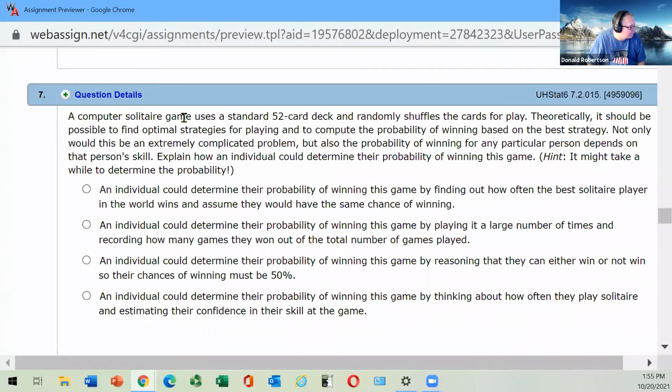A computer solitaire game uses a 52 card deck, randomly shuffled. Theoretically, it should be possible to find the optimum strategy for playing and to compute the probability of winning based on this strategy. Not only would it be an extremely complicated problem, but also the probability of winning for any particular person depends on that person's skill. Explain how an individual could determine their probability of winning a game. And hint, it might take you a while.